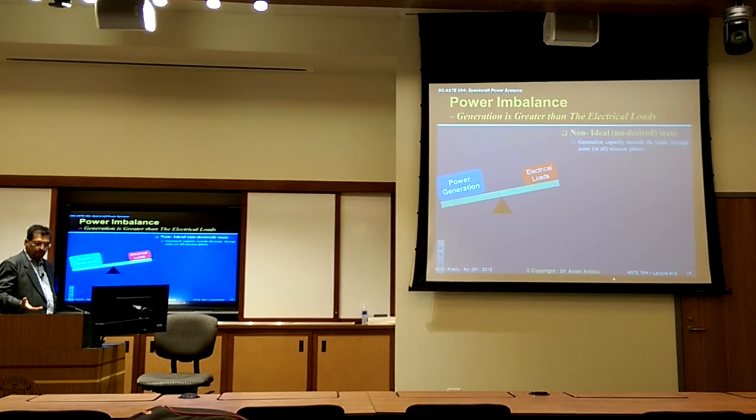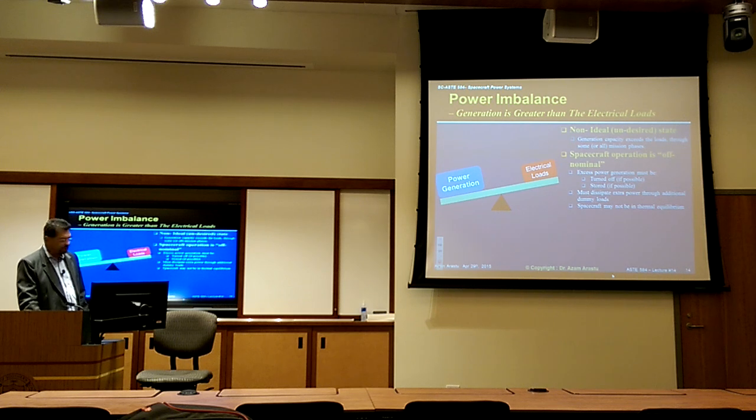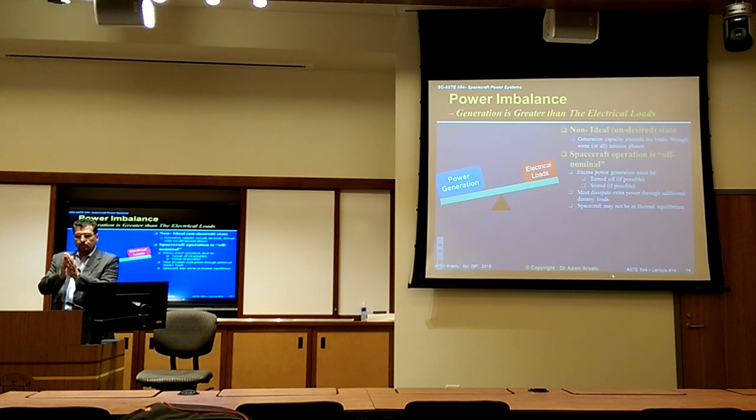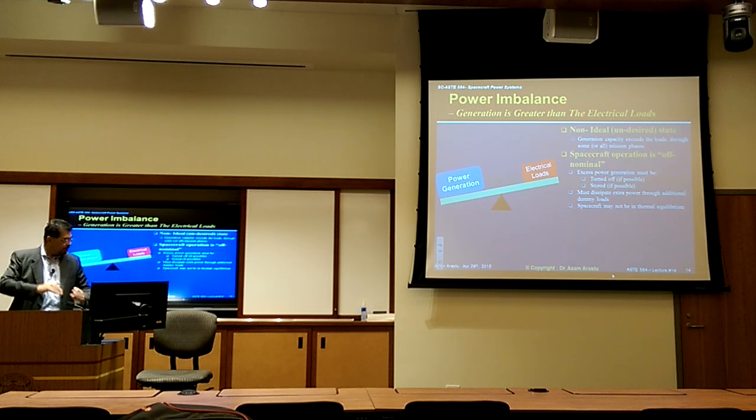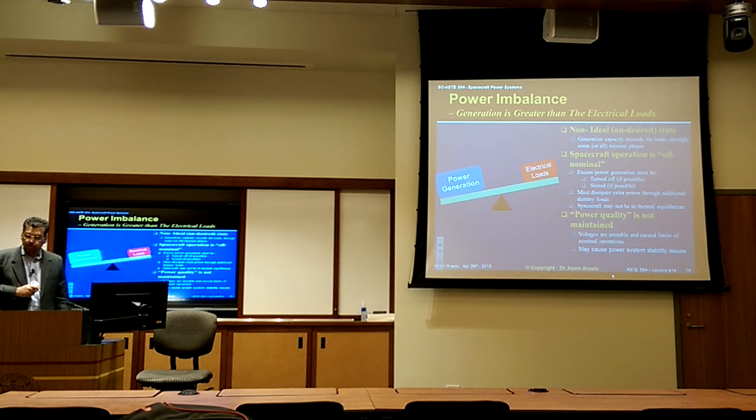Here, in this case, the generation capacity exceeds the loads through some or all mission phases. This is, again, an off-nominal condition. If it is sustained for some time, it's gone. But sometimes the power quality requirement that we talked about allows you to have those transients. Those electrical system transients are usually in milliseconds or microseconds. As long as you can recover, your voltage drifts, but then you fix your generation to make sure it goes down. Of course, in this case also, the power quality is not maintained.